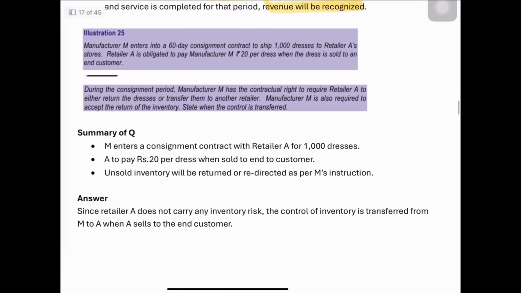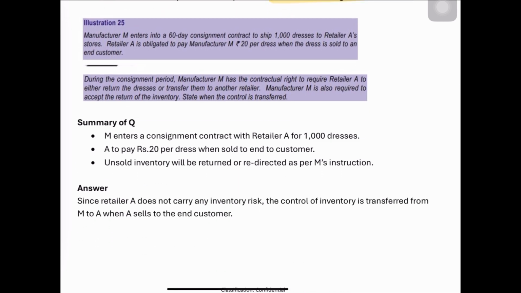Okay, so please go through illustration 25. In this illustration, M enters into a consignment contract with a retailer A for 1000 dresses, and A will pay to M at the rate of ₹20 per dress when sold to the end customer. Any unsold inventory will be returned back to M, or M can also redirect it to any other consignee.